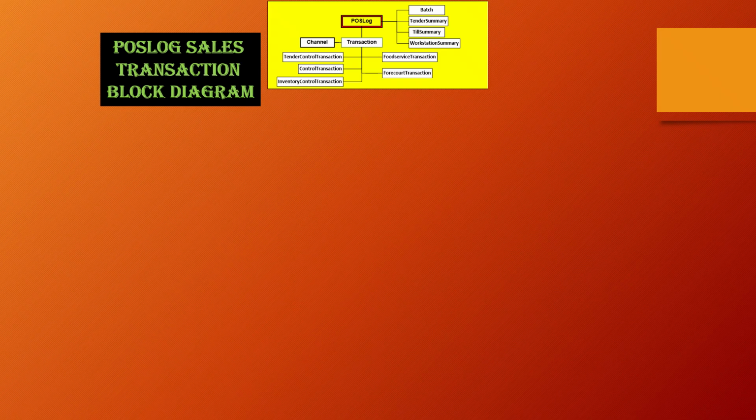This is a block diagram of the POSLog sales transaction, starting out with the common header. This common header is true for all of the transaction types, whether you're doing a sales transaction or you're doing tender control transactions. They all use the same common header information, and you'll see the details later. And the next step down is the sales transaction types, starting with the retail transaction, which is a transaction that has been both tendered and delivered.